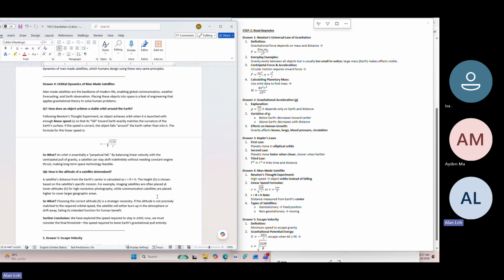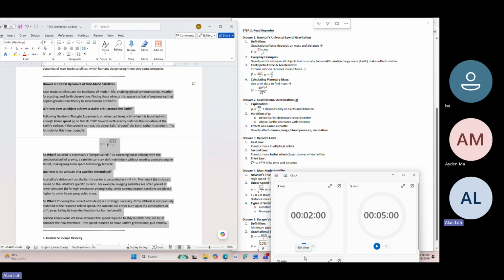Let's continue for drawer 4. Drawer 4 is man-made satellite. So remember the scientist Newton and the man-made satellite. Let's do this one drawer in 2 minutes for 2 questions.